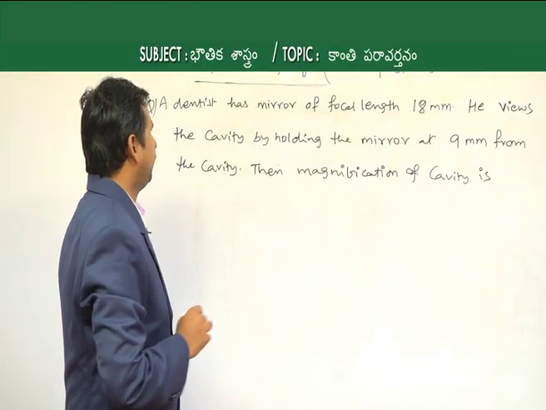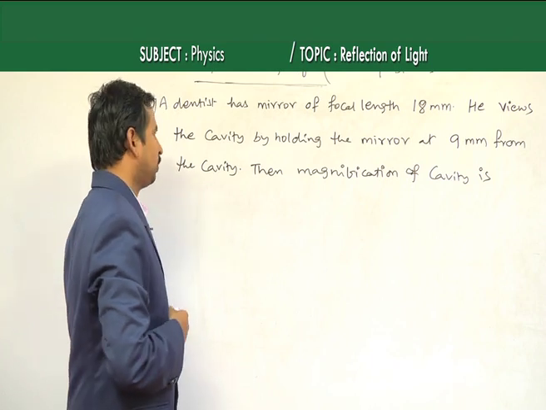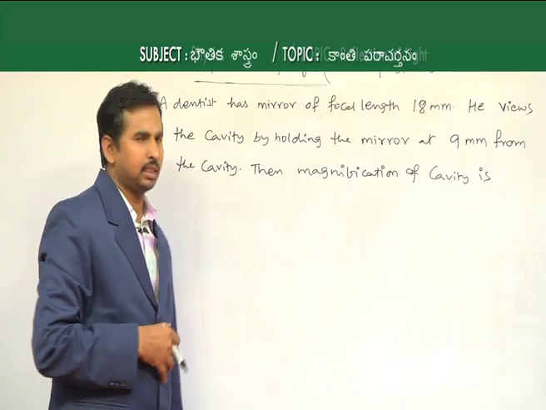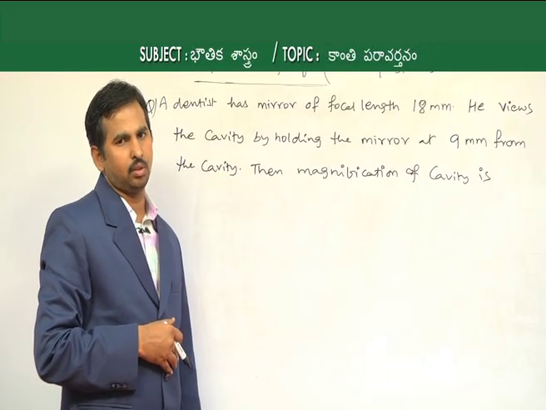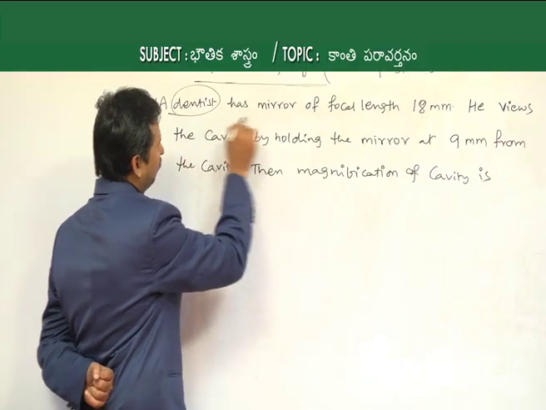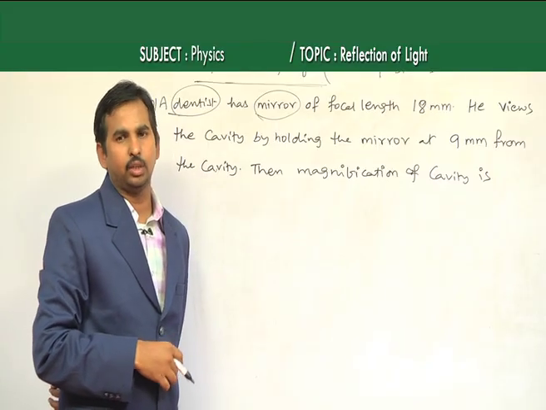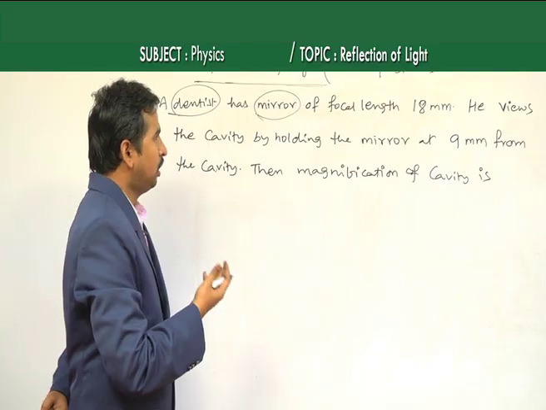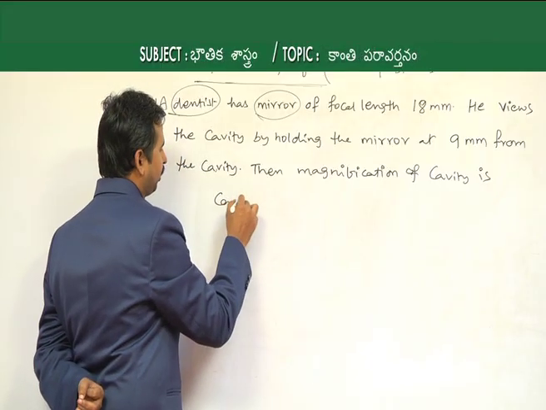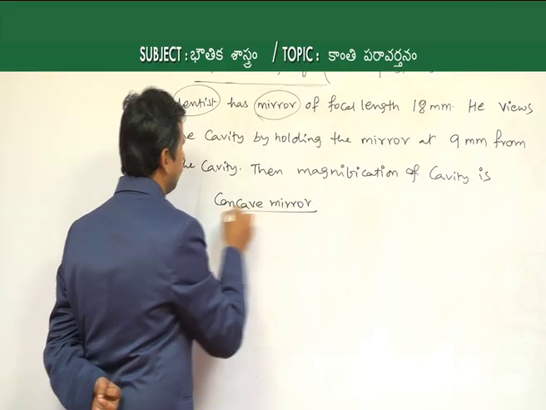A dentist has a mirror of focal length 18 mm and he views the cavity by holding the mirror at 9 mm from the cavity. Then you have to find the magnification of the cavity. Actually, if you observe, a dentist is using a mirror. A dentist uses a concave mirror to get an enlarged image. So our problem is about a concave mirror; we are going to use a concave mirror.